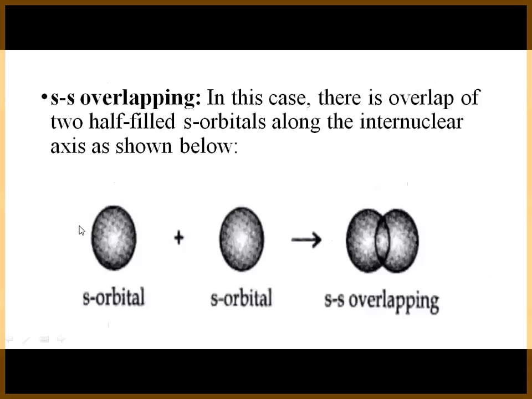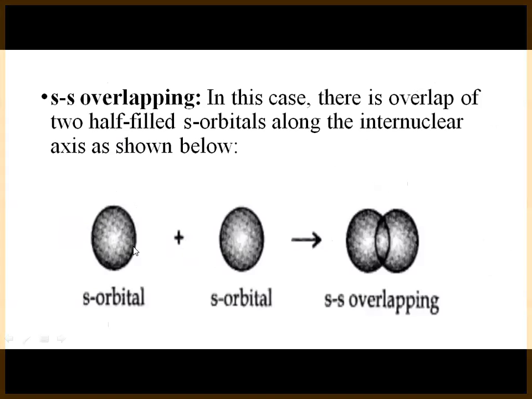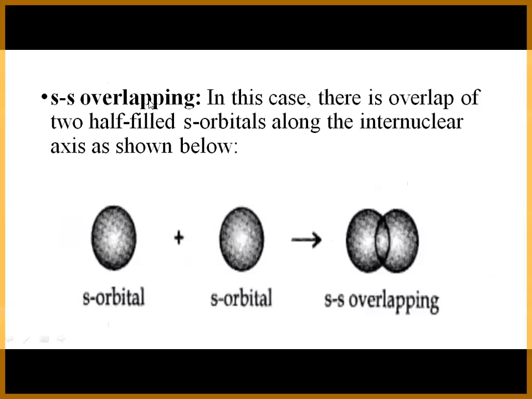So in head-on overlapping, the formation of a sigma bond, I said it can involve two s orbitals. Can you see this? So two s orbitals are involved. I call it s-s overlapping. So what happens there? Two half-filled s orbitals come closer along the internuclear axis. See, this is along the internuclear axis. So they are coming closer along the internuclear axis. Therefore, I call it axial overlapping, and they overlap, and that overlapping is called s-s overlapping.